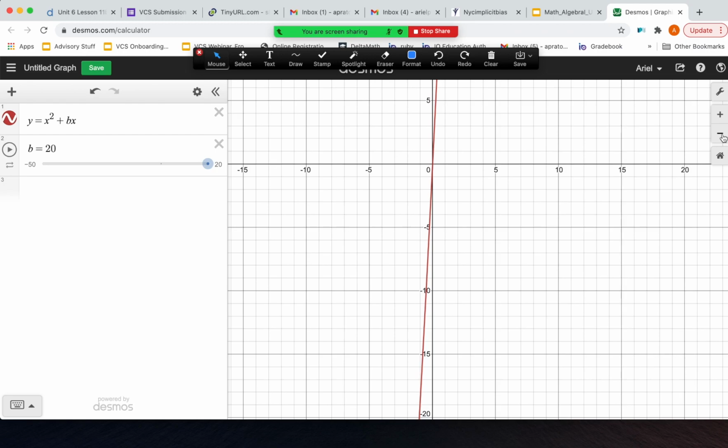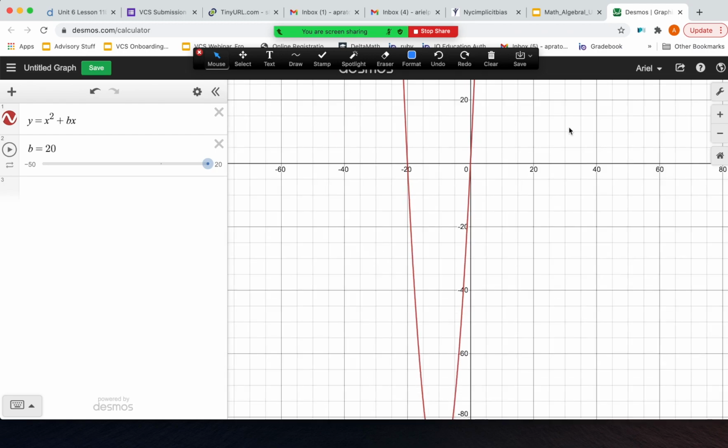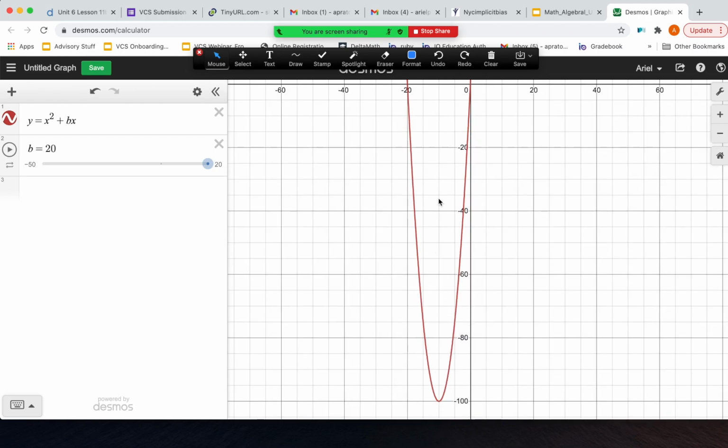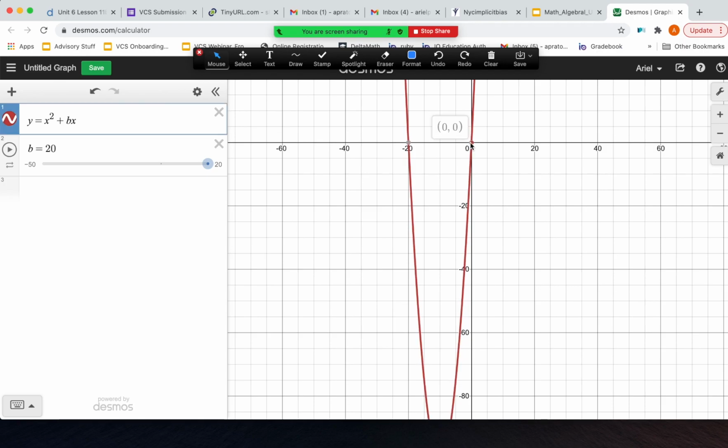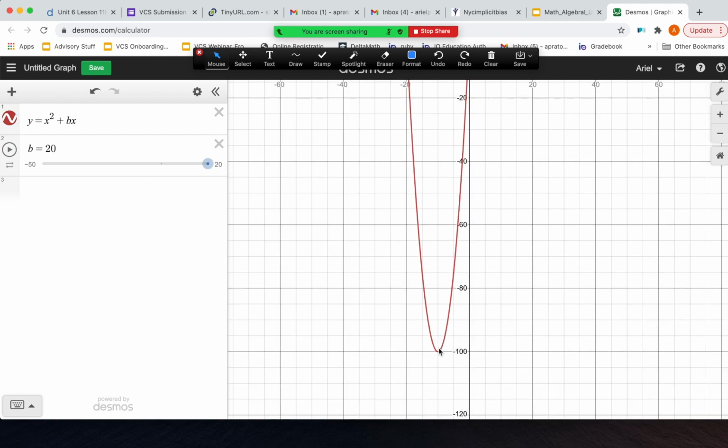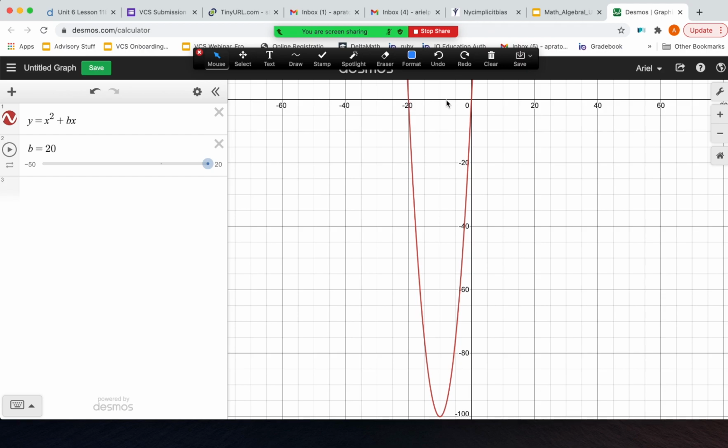So I'm going to zoom out. What are my 2 x-intercepts? Well, I see it stayed at 0, 0. Now it's at negative 20, 0. Do you see a relationship happening here? What about the x-coordinate of the vertex? Negative 10. So I'm at negative 20, 0, and now I'm at negative 10.